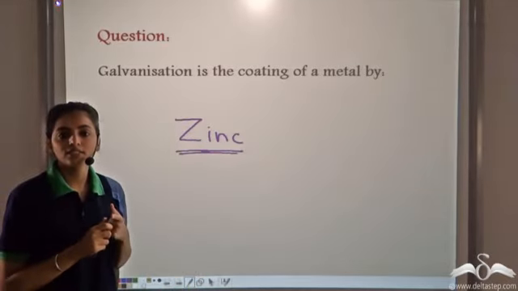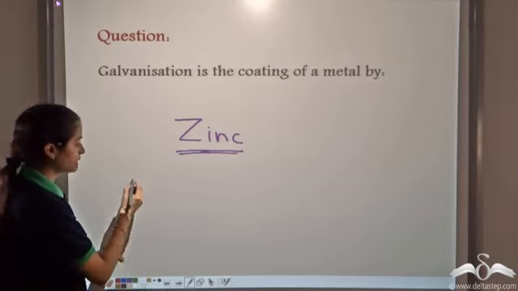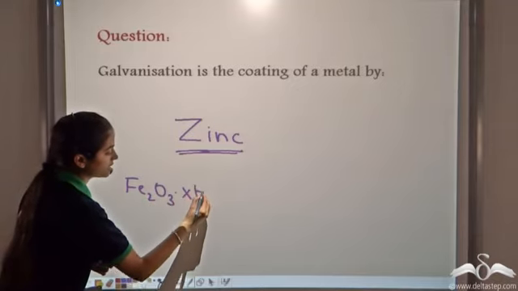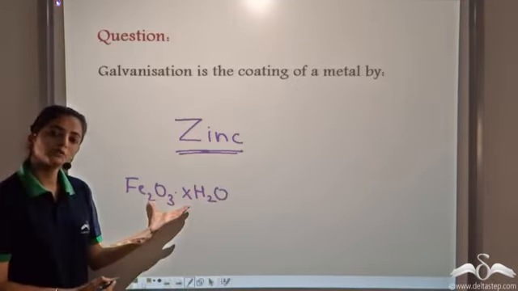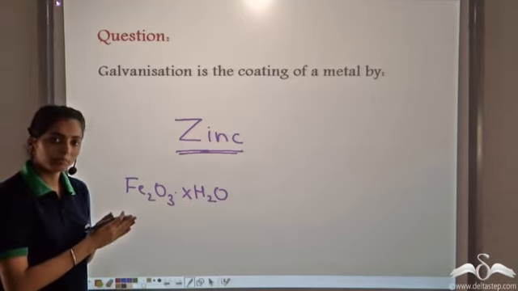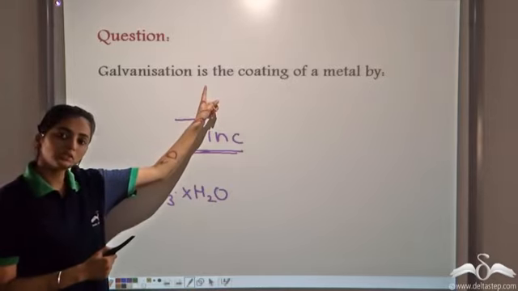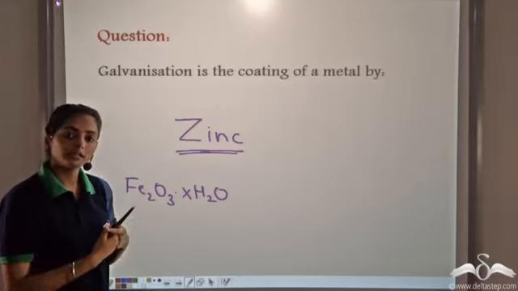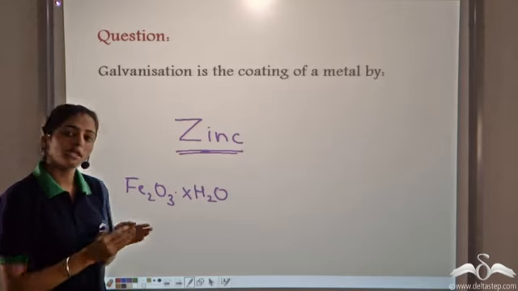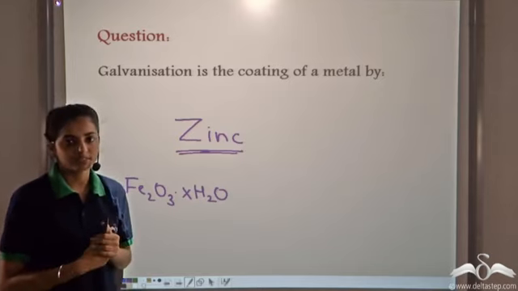Iron articles get rusted when they come in contact with oxygen and moisture. They form Fe2O3.XH2O, which is the reddish brown rust. So in order to prevent rusting or corrosion, we use different methods. One of the methods is galvanization. In this, we coat the iron articles with zinc. Zinc prevents the surface of iron articles from coming in contact with oxygen and moisture, and so we can prevent rusting or corrosion from taking place.